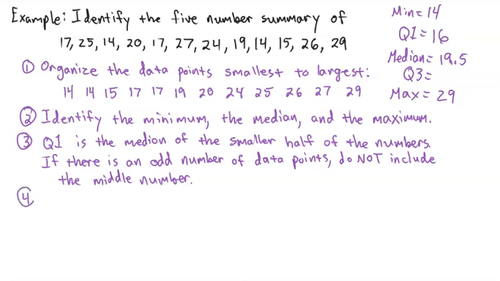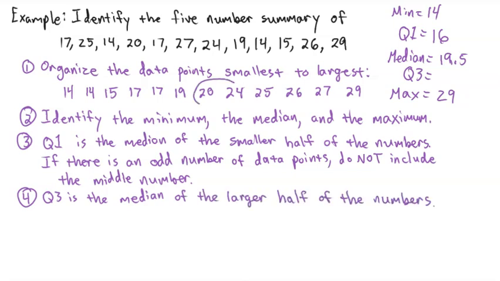And then step 4, quartile 3 is the median of the larger half of the numbers. All right, well, the larger half of the numbers is these 6 numbers right here, and the halfway point is between 25 and 26, so we want to go halfway between 25 and 26. Well, halfway between 25 and 26 is 25.5. So quartile 3 is 25.5, and look, we're done. We have our 5-number summary. Okay. Let's do a couple of examples.